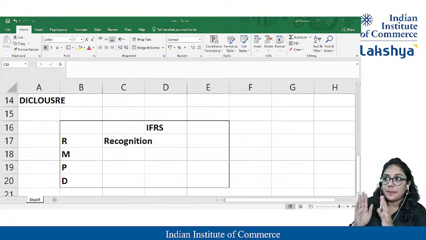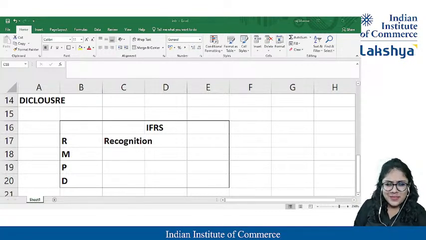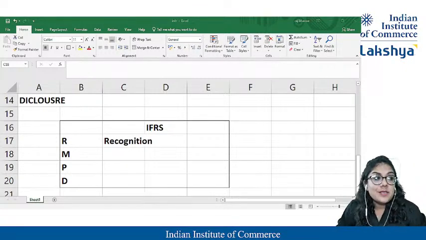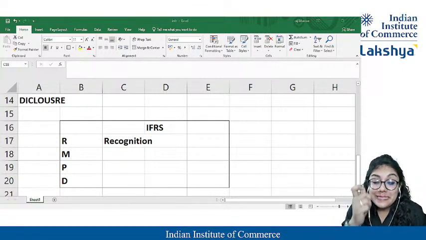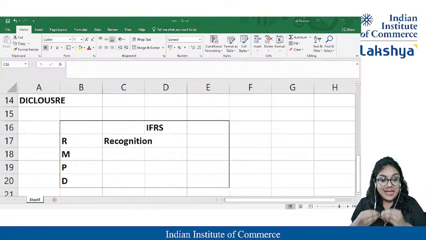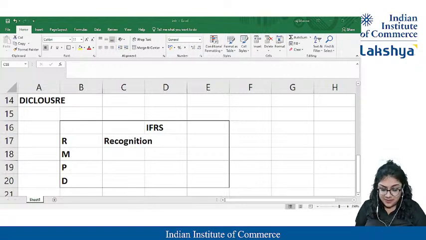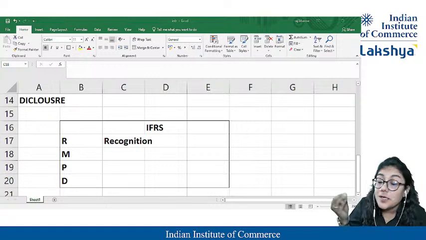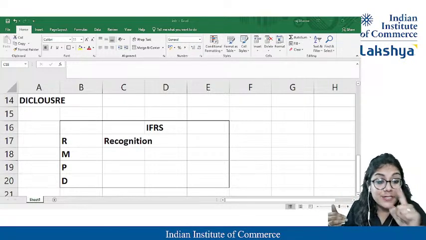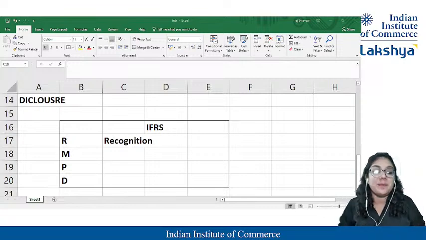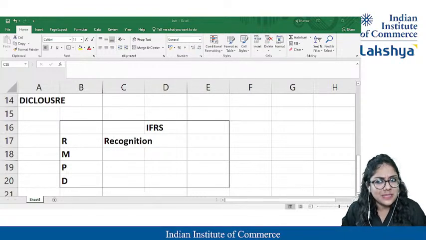For example, if I'm talking about an asset, if it is property, plant and equipment, it should first of all satisfy the definition of an asset. So what is the definition of an asset? An asset is something which the entity would have purchased in the past. So there should be an event in the past which assures future economic benefits. That is, in future you should get the benefits.